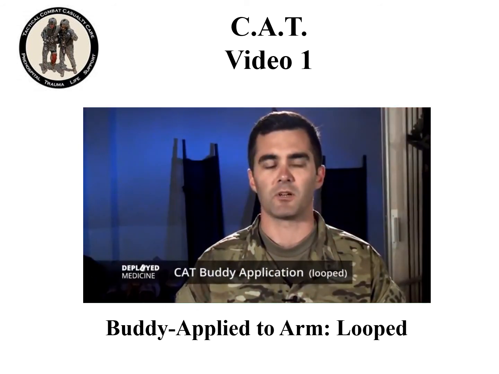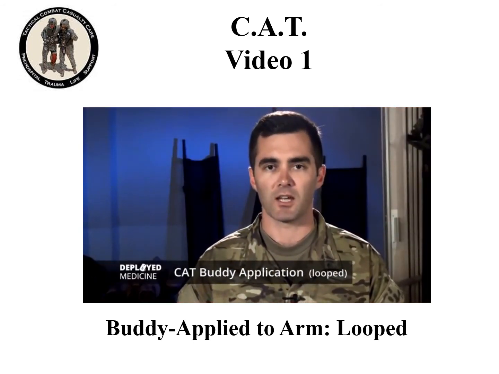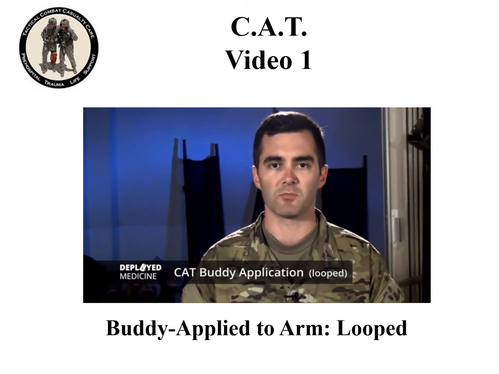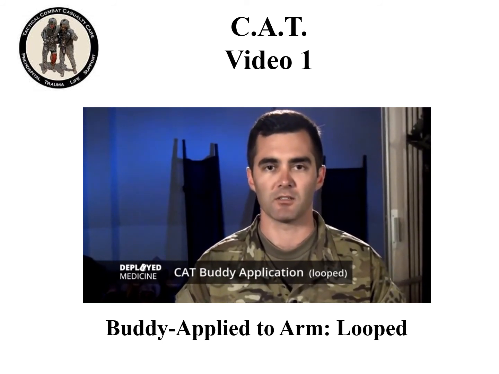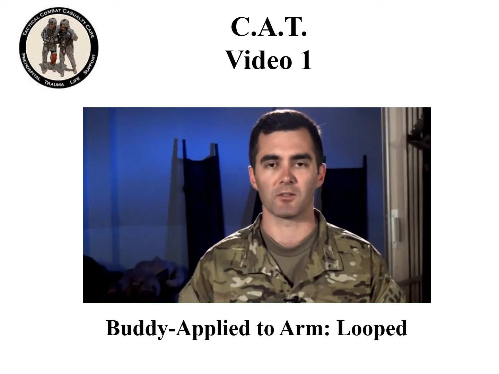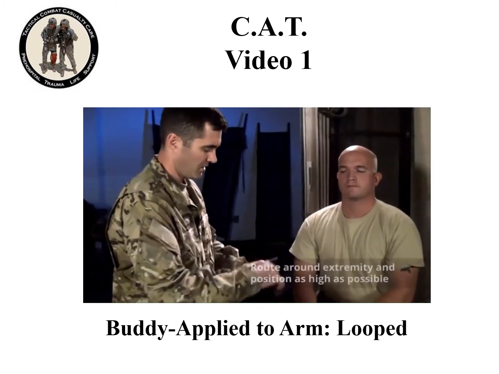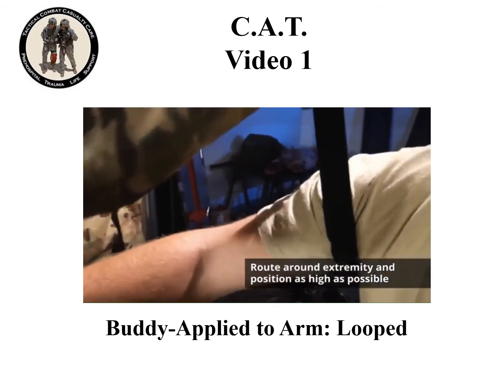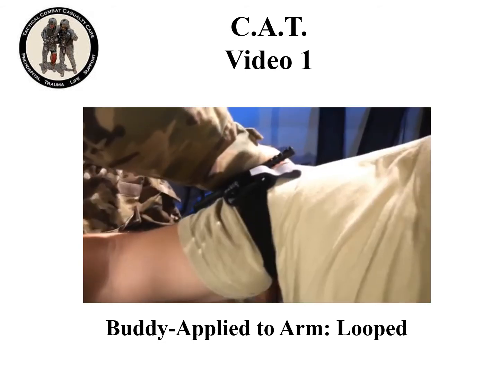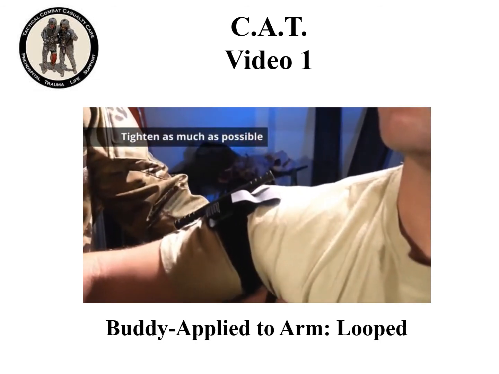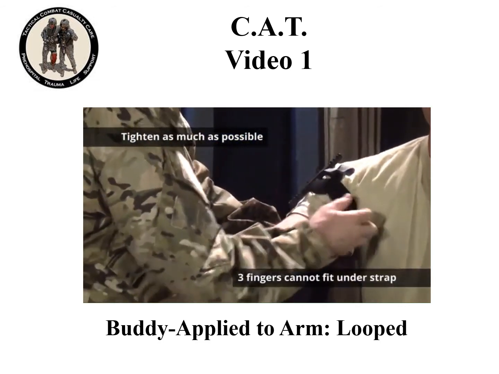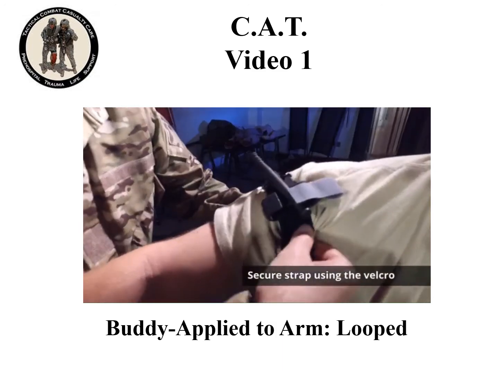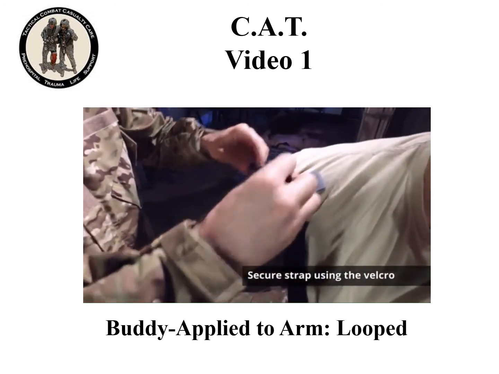Hey, it's Kurt. We're going to talk about the Combat Application Tourniquet, or CAT. Important thing to remember is this should be always accessible on your kit, not buried in a pocket or somewhere not accessible when you need it. First thing you want to do is take the tourniquet, wrap it around the patient's extremity as high as possible. Take the strap, tighten it as tight as possible so 3 fingers cannot fit under the strap itself. Secure the strap using the Velcro.